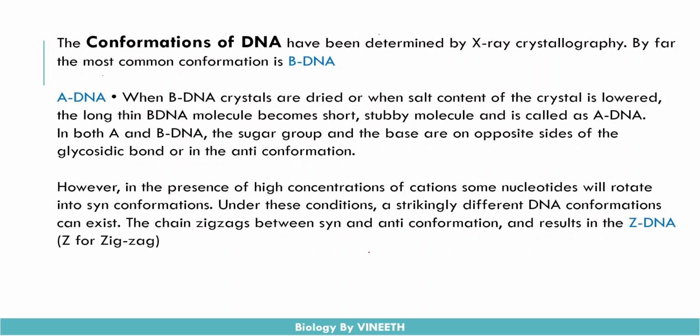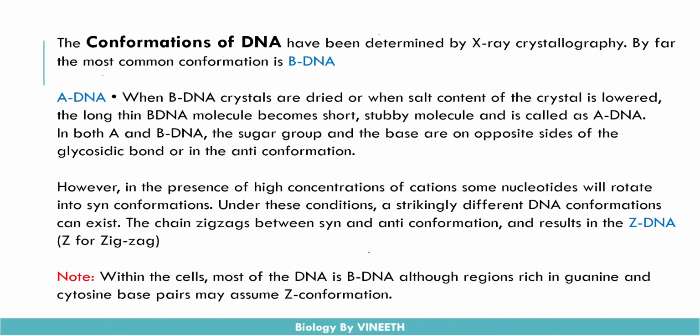If the same B DNA is transferred to a high salt concentration of cations, some nucleotides will rotate into syn conformations. This kind of syn conformation gives a different orientation to the B DNA and converts it into the Z form of DNA. This converted form will be in a zigzag orientation, having both syn and anti conformations. So higher concentrations of cations will make B DNA into Z DNA, while lower salt concentrations, or drying the B DNA crystals, will convert it into A DNA. This is the major conversion.